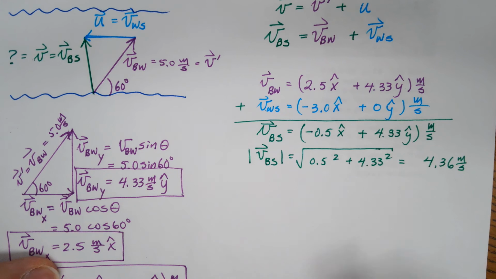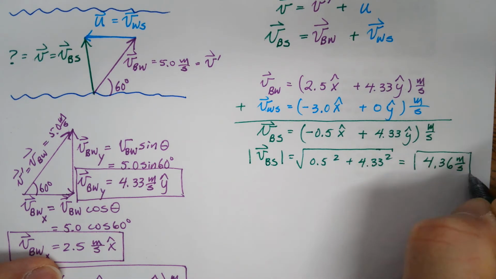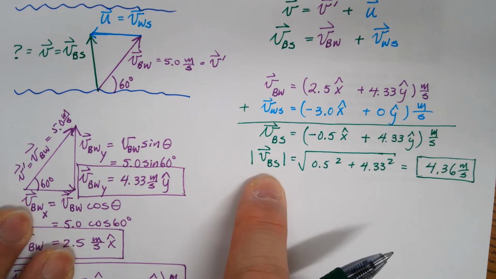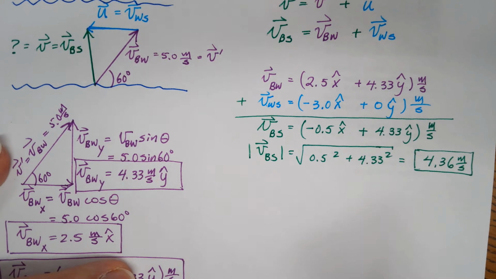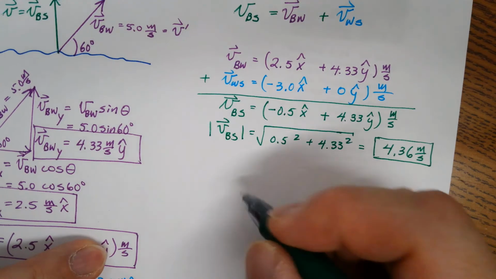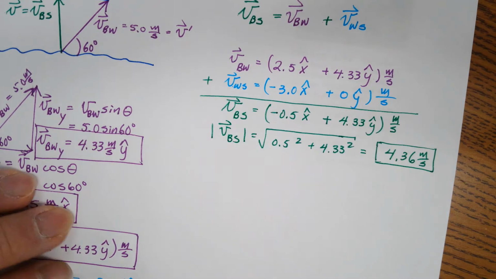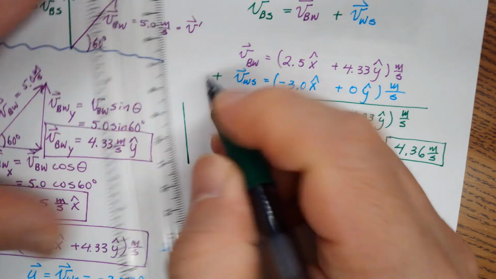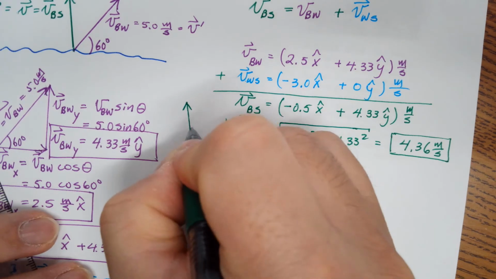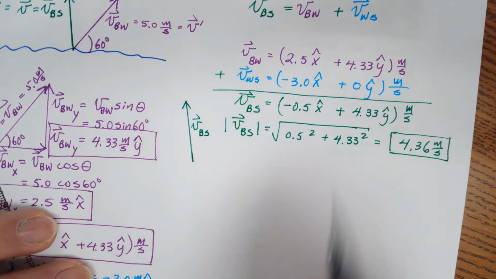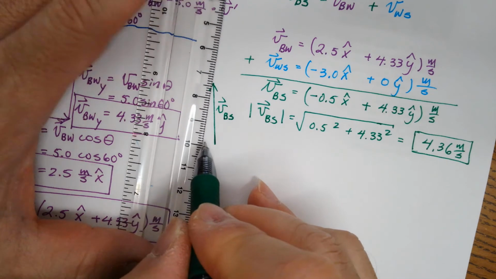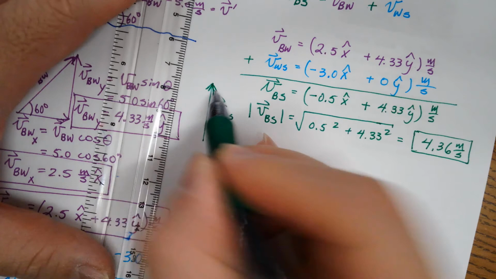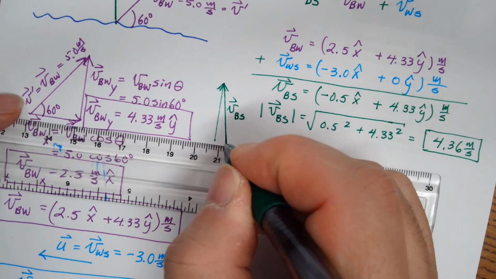So this is the magnitude of my boat with respect to shore. Now to find the angle, if I redraw this green vector separately, here's my V boat with respect to shore, BS. This will have its components, VBS y and VBS x.